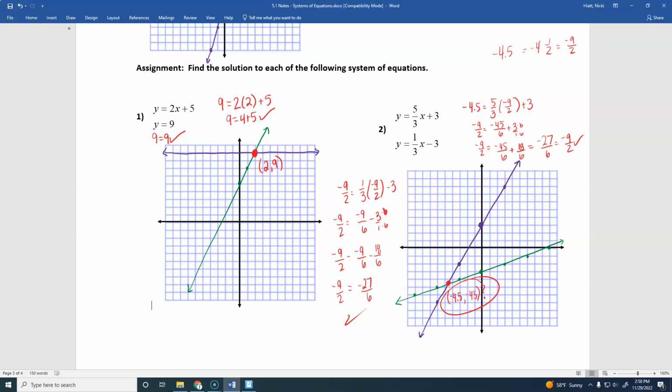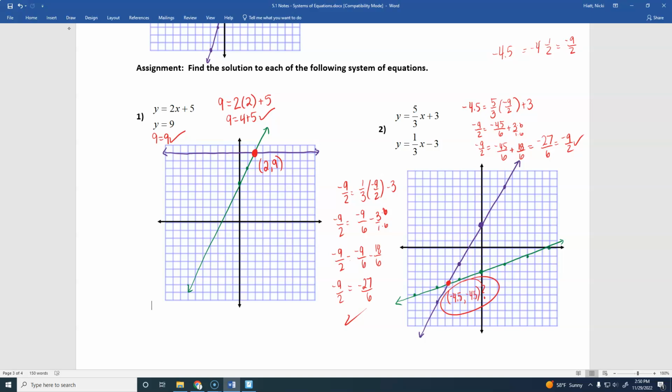But that took a while. And if it had not been 4.5, if it had been like 4.62, it would have been really hard to do that, right? To guess that correctly. So graphing has its limitations.